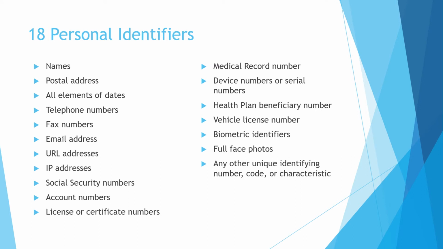The 18 personal identifiers are names, postal addresses, all elements of dates, telephone numbers, fax numbers, email addresses, URL addresses, IP addresses, social security numbers, account numbers, license or certificate numbers, medical record numbers, device numbers or serial numbers, health plan beneficiary numbers, vehicle license numbers, biometric identifiers, full face photos, and/or any other unique identifying number, code, or characteristic.